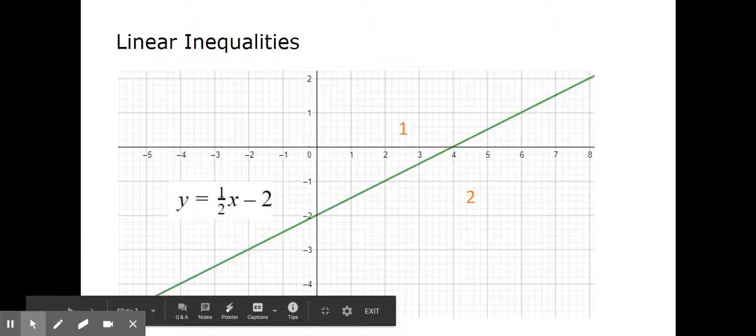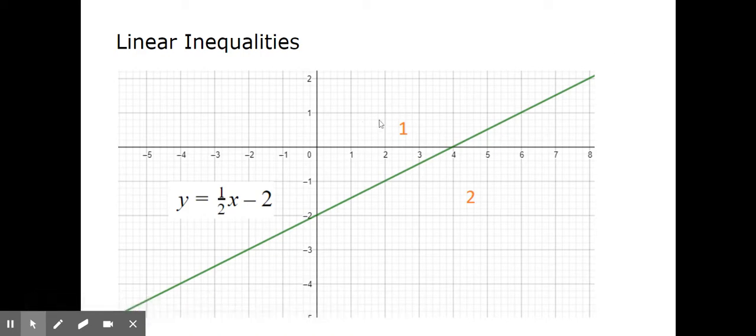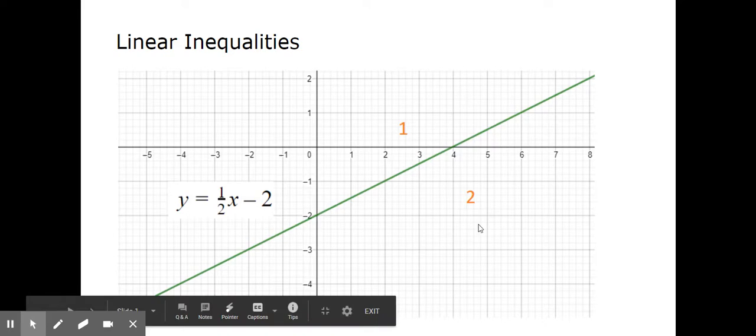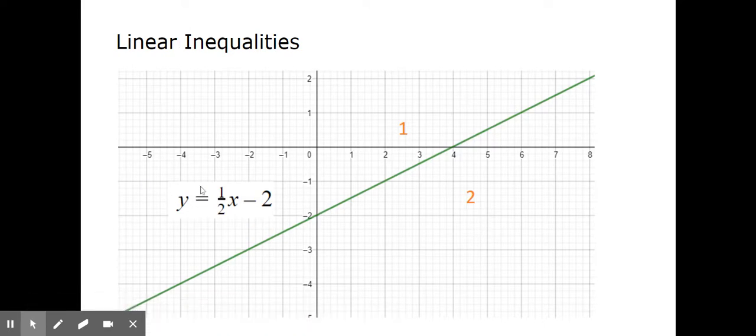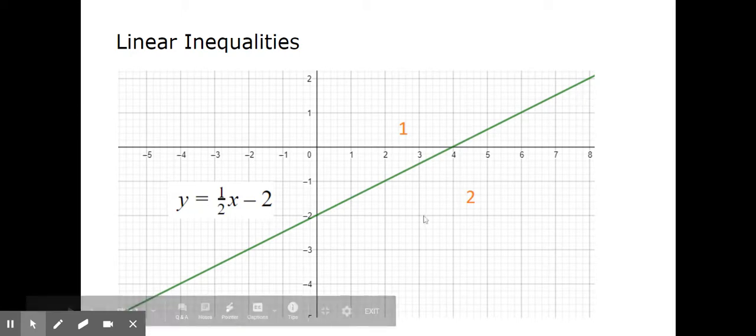All right, so linear inequalities. When you have a line, you'll be able to know how to graph the line. Whenever you graph the line, you've divided the plane into two parts. I'm going to say region 1 is above the line, region 2 is below the line. But when we're doing inequalities, we don't have an equal sign. So when you have an equal sign, we're just talking about the line.